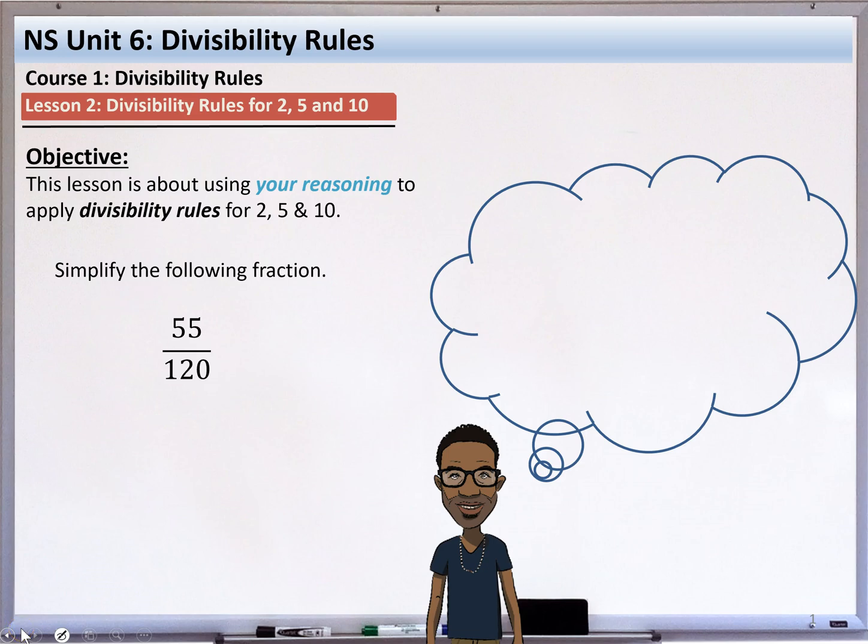This is Mr. E, and this is Unit 6, Divisibility Rules for 2, 5, and 10. Lesson 2 is 2, 5, and 10. Lesson 3 will be 3 and 9.